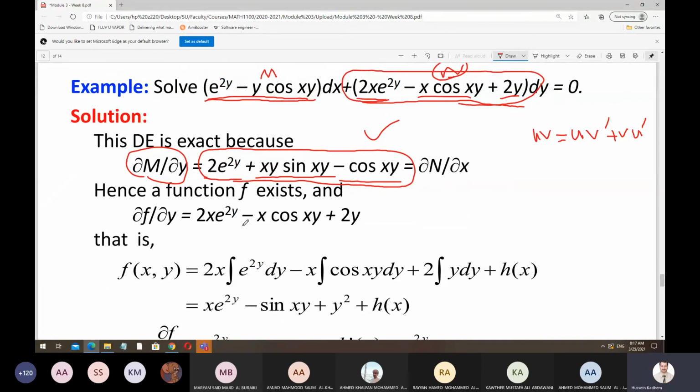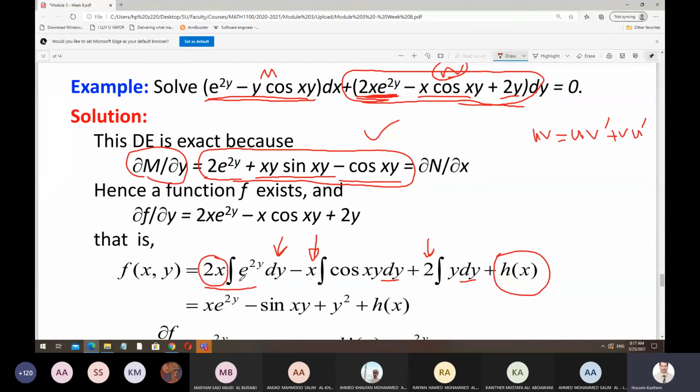Okay? Working in the other direction. So 2xy here, exponential 2y, I put it in this way. You see, x and 2x, I put them outside the integration because they are constant now. I'm integrating with respect to y. The same thing for the second part. I put here x because I'm integrating with respect to y. 2 outside. I'm integrating with respect to y. And I added a function of x.